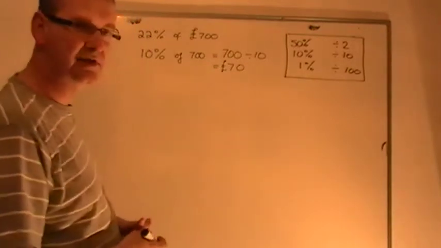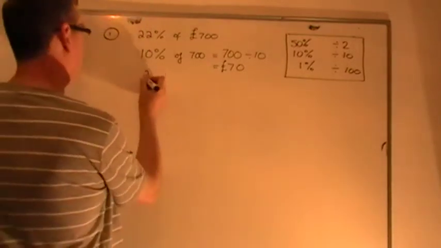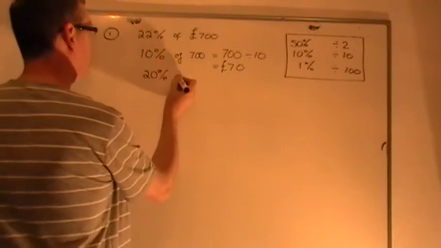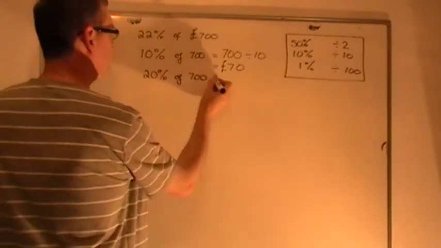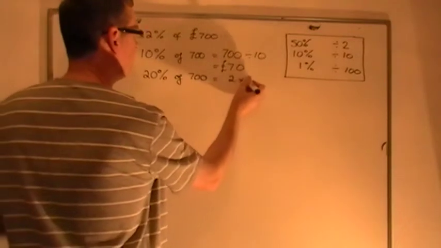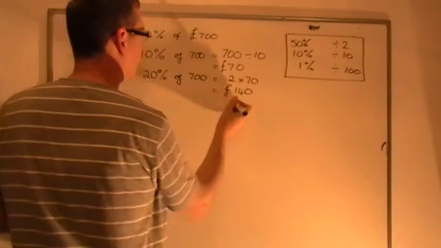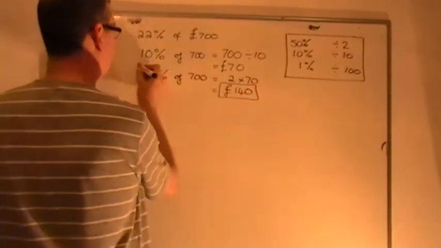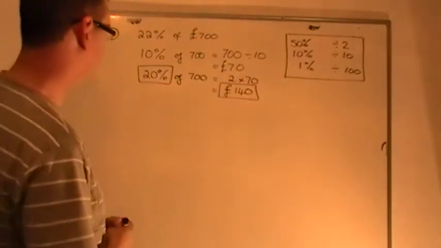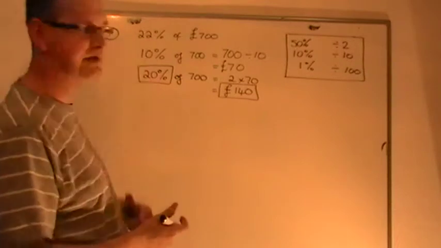Okay, well I want 22%. So let's double that then to get 20%. So 20% of 700 is just double the 70, which is £140. So we've got £140 for 20%.